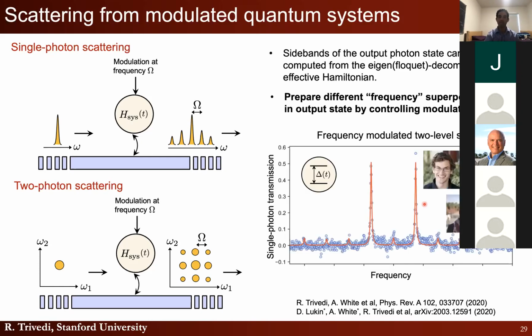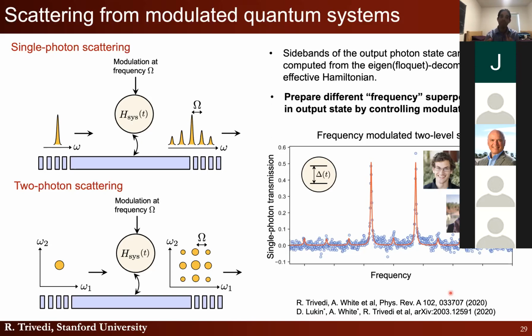The reference that I have below here actually has a lot of results on how we can relate, for those of you who are interested, the different sidebands to the Floquet decomposition of the Hamiltonian, and there is a discussion of the analytic and geometric properties of the scattering matrices for the system. But perhaps from a technological standpoint, the most interesting feature of the system was the fact that you could prepare different frequency superpositions in your output state by controlling the modulation that you're applying on the Hamiltonian.